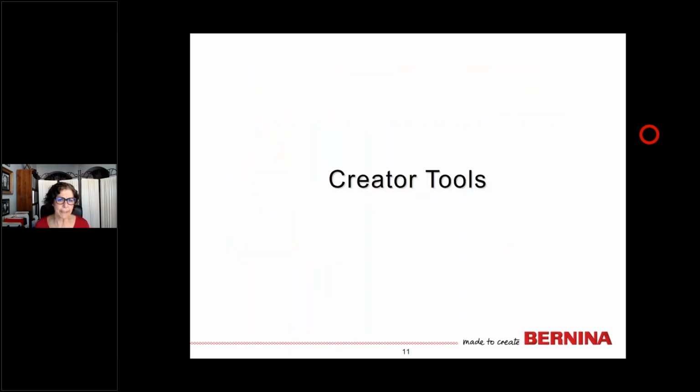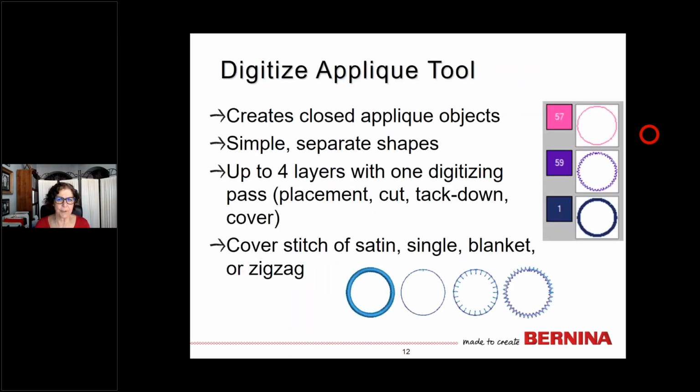So with the creator tools, the tools that create applique, I first want to talk about the digitize applique tool. And this will create closed applique objects. You best use these for simple separate shapes, and up to 4 layers can be added with one digitized line. So you have a placement line, a cut line, a tack down, and a cover.